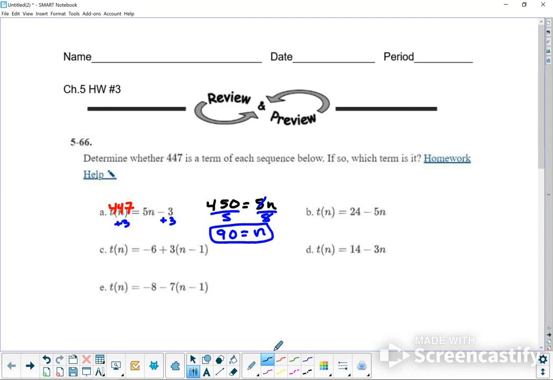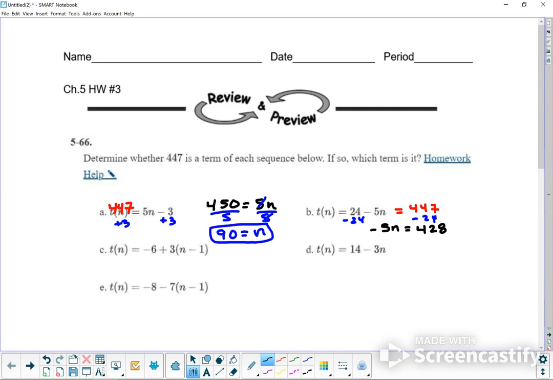Okay, B, 447. Let's see if this goes in. So we're going to go ahead and go minus 24, minus 24. So 447 minus 27, sorry, did I say 427? 447 minus 27. Use your calculator or whatever you need. But 447 minus 27 is 428. So we have negative 5n equals 428.